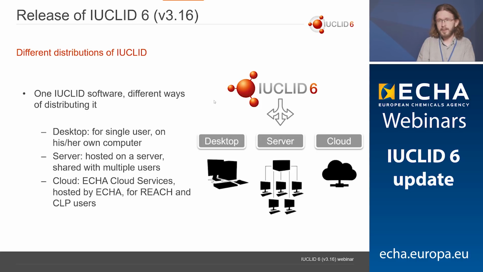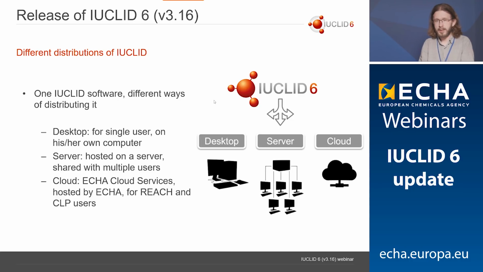Before we start with the content of this release, I would like to give a short reminder of the different distributions that exist of Euclid. There is only one Euclid software, but it's distributed and made available in different ways. The first one is the desktop version. It's for single users who have their own computers and would like to work with Euclid on their own computer, their own database. Then we have also a different installation possibility on the server that can be shared with multiple users inside an organization or a company.